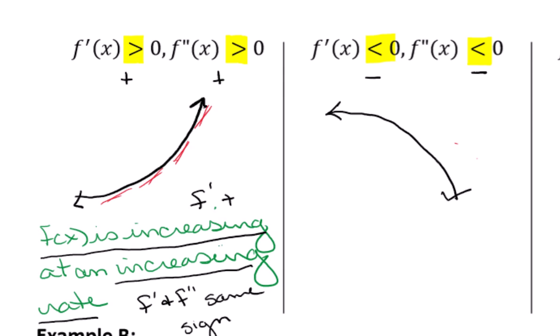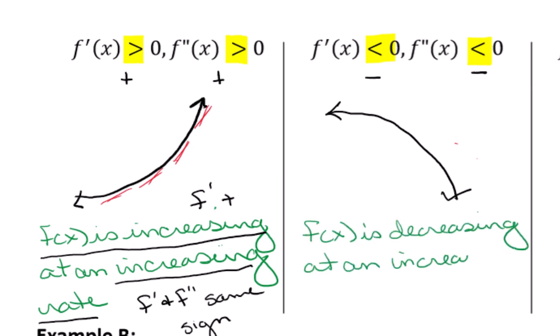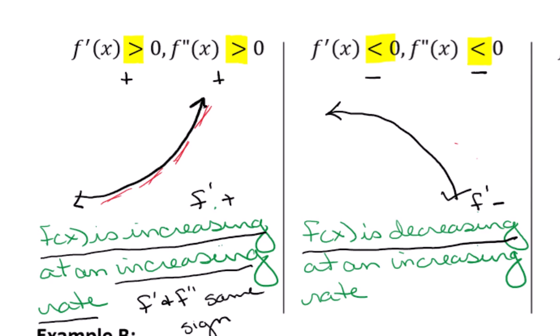Think of it like jumping off a cliff. Your distance to the ground is going to be decreasing, but it's going to be decreasing quickly. So we can say that f of x is decreasing at an increasing rate. So again, we know f of x is decreasing because f prime is negative, but we know it's doing so at an increasing rate because the first derivative and the second derivative have the same sign.